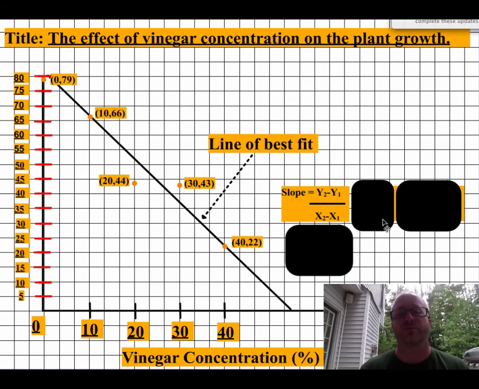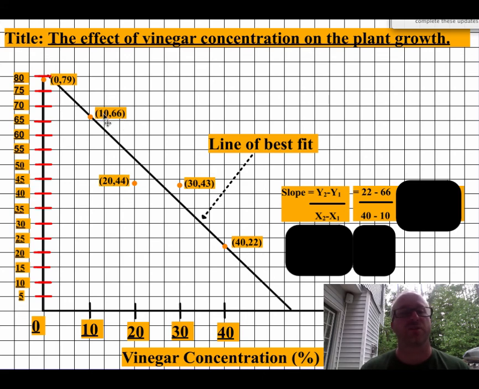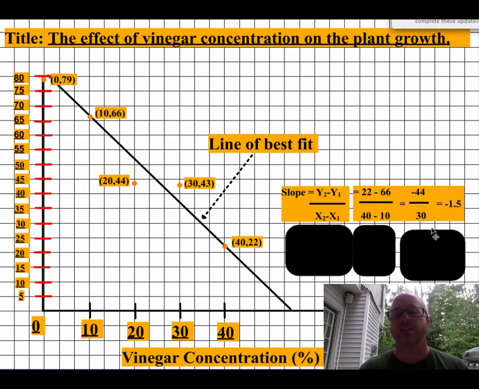So here I have 1 and I have 2. All right? So let's look at this. So these are my y's. So 22 is my y2, 66 is my y1, 40 is my x2, 10 is my x1. And when I do the math, I get negative 44 over 30, and of course that gives me negative 1.5. Now you might say, oh my gosh, there's a negative sign. Well, that's completely fine because we have a negative slope here. If it was going to be a positive, then our line would have to go up this direction, right? But since our line is going down, we know it has to have a negative slope.